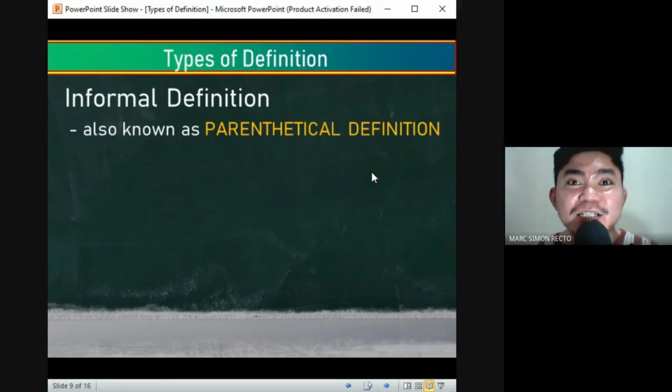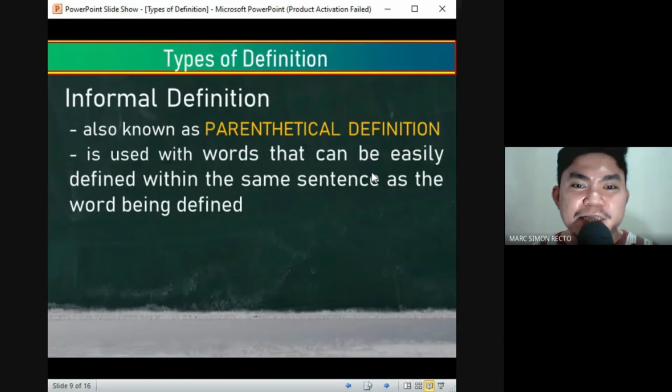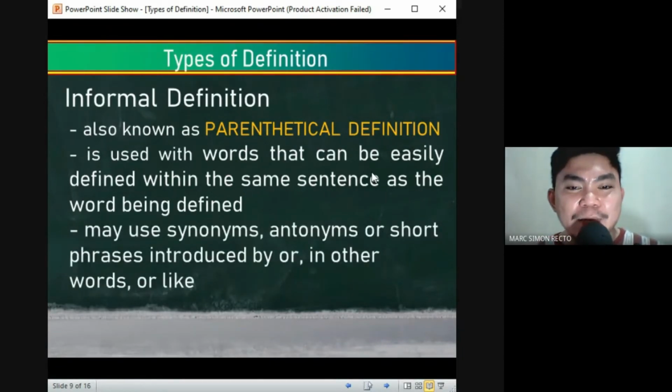Also known as parenthetical definition. It is used with words that can be easily defined within the same sentence as the word being defined. So informal definition is usually together with the word it defines. Not unlike the formal definition that we usually look at the beginning of the chapter or in the end of the book, and that is part of the glossary. Or we have to look for other parts of the book or that particular reference material we are reading for us to define the word. Then, it may use synonyms, antonyms, or short phrases introduced by "or," "in other words," or "like." So these are the ways on how to use the informal definition.